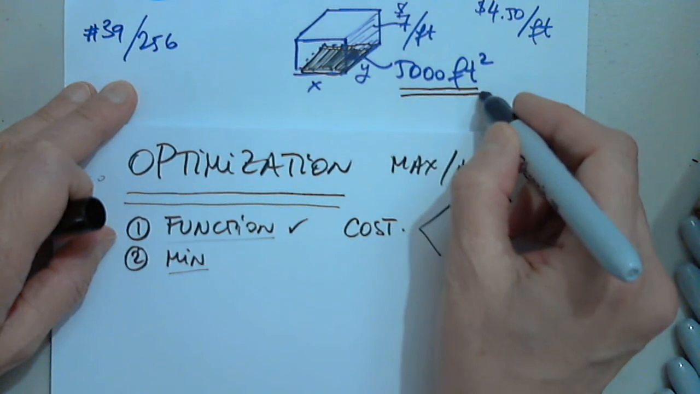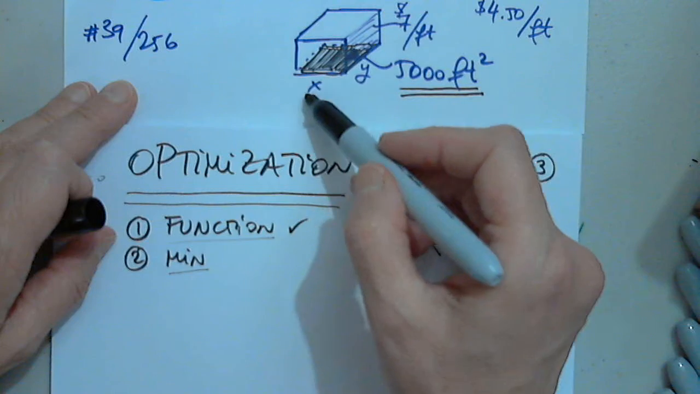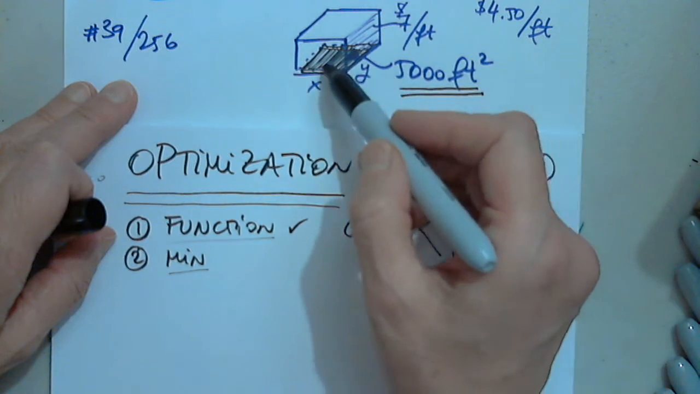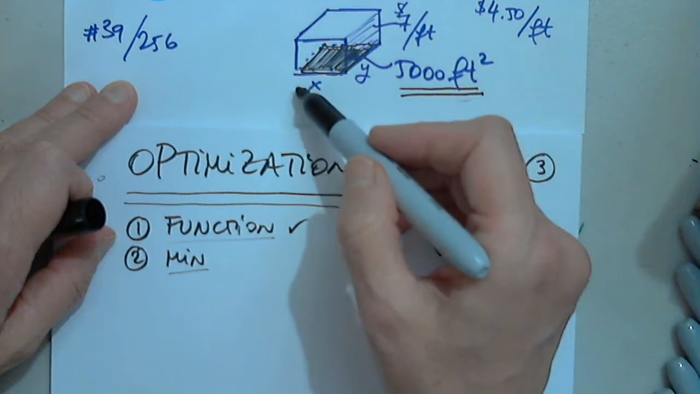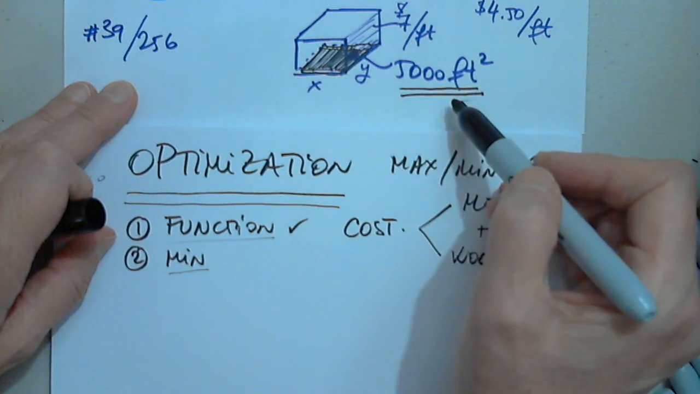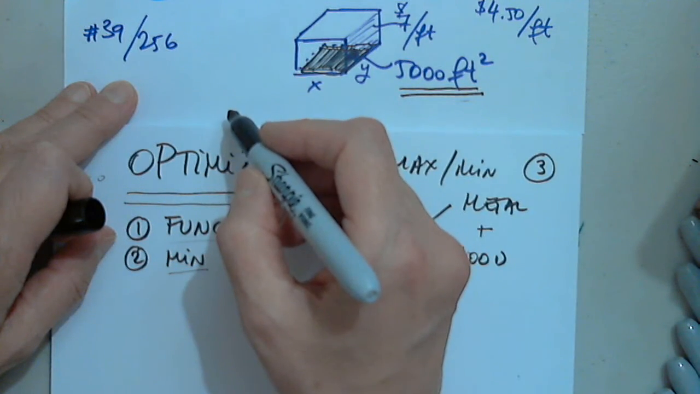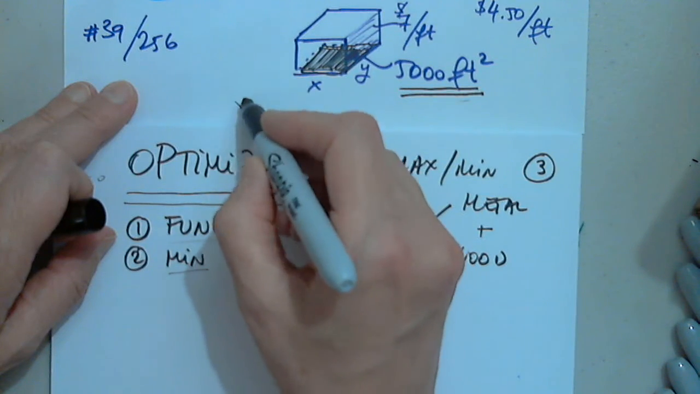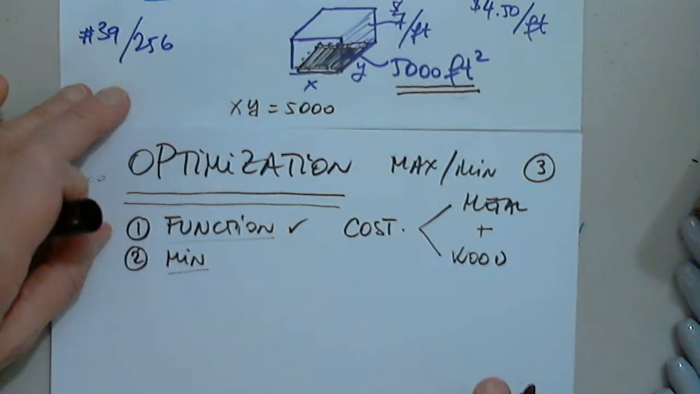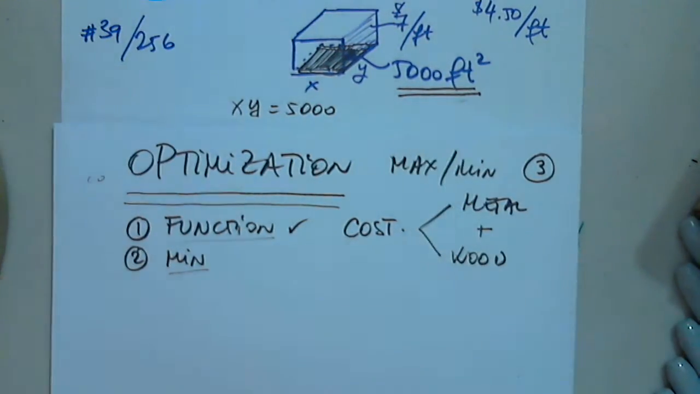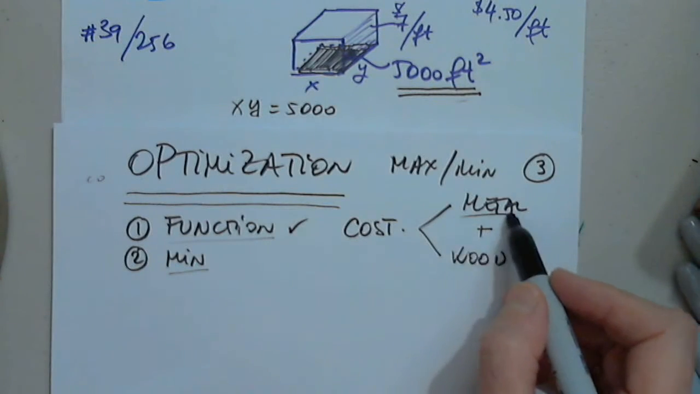So can anyone give us an equation that involves all these pieces that I'm showing here? X times Y equals 5,000. Excellent. This is carved in stone. The length times the width is given to us as being 5,000. Perfect. So now let's talk about the metal piece.